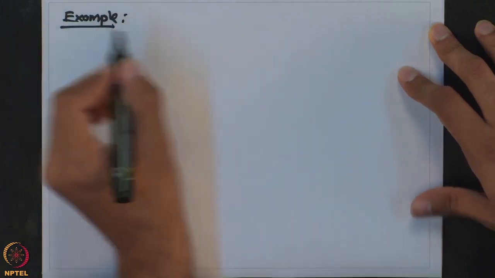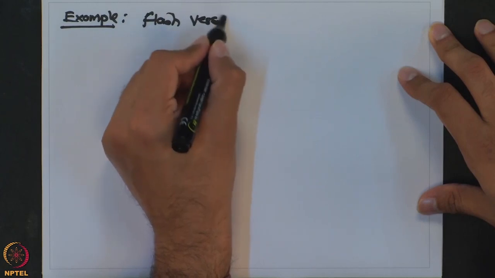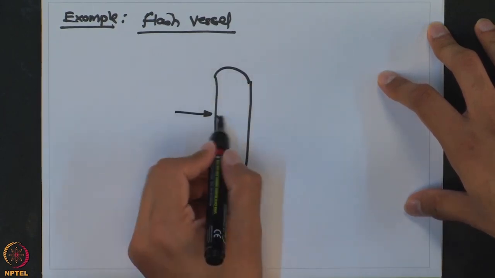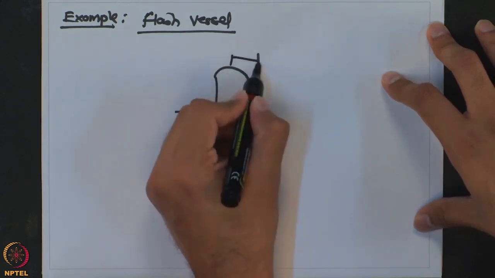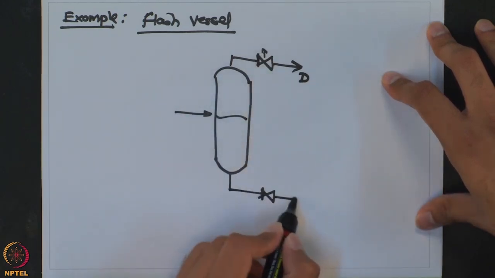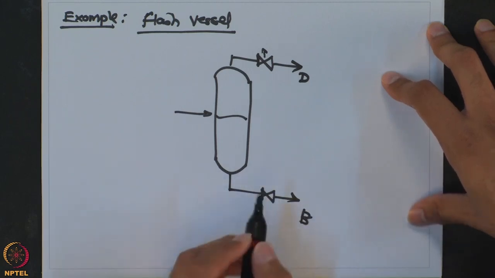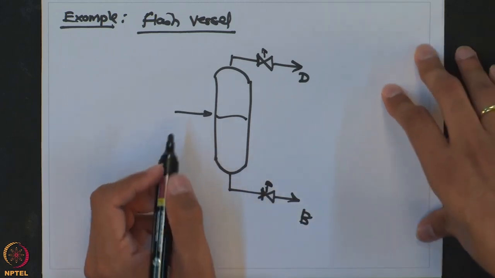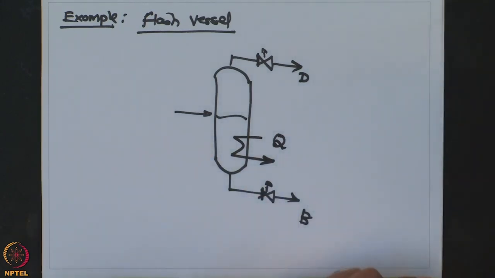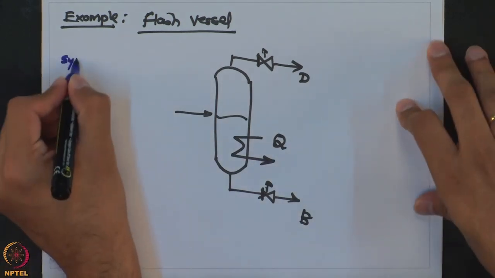Let us now consider another example. This time we will consider a flash vessel. You have some stream which you are going to flash inside a vessel, which will generate some vapor at flow rate D and certain liquid at flow rate L or B, and you will also provide some heat Q. For this particular system, let us try to answer these questions again, as we are trying to solve the synthesis problem.